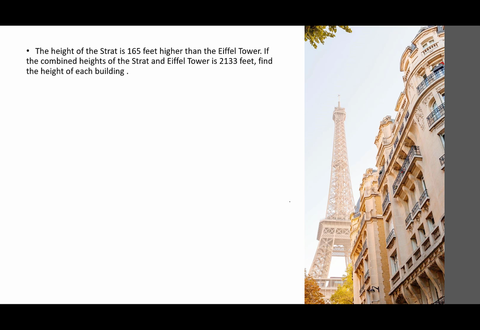The second one says the height of the Strat is 165 feet higher than the Eiffel Tower. And the Strat, if you don't know, is a big hotel in Las Vegas. So this says, if the combined height of the Strat and the Eiffel Tower is 2,133 feet, find the height of each building. So I have 2 buildings. I have the Strat and I have the Eiffel Tower.